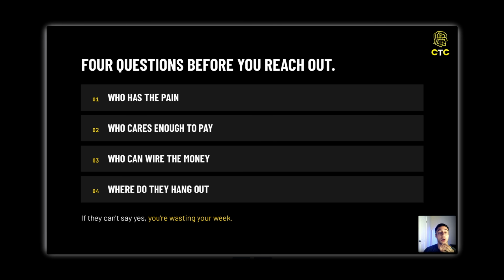First and foremost, who has the pain that you're trying to solve? Who cares enough about that pain to actually pay? Meaning, have they tried to solve this before? And if they have, how much money have they spent on it before? If somebody has a pain but they haven't tried to solve it before, it's not painful enough.